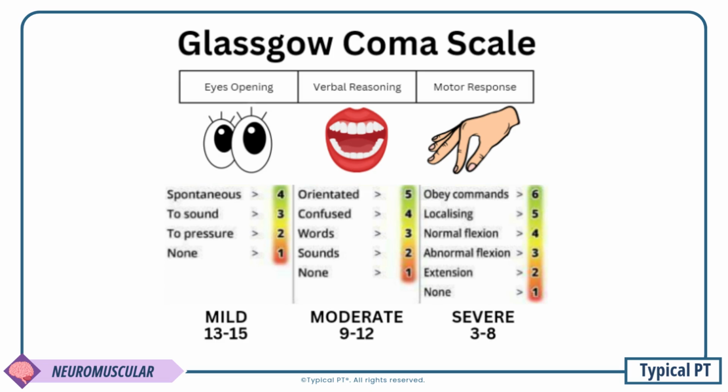Now, let's explain the information shown in this diagram. The Glasgow Coma Scale is divided into 3 components: eye opening, verbal reasoning, and motor response. Each of these categories has its own scoring system, and the total score is calculated by adding the values from all 3 sections: eyes opening, verbal reasoning, and motor response.